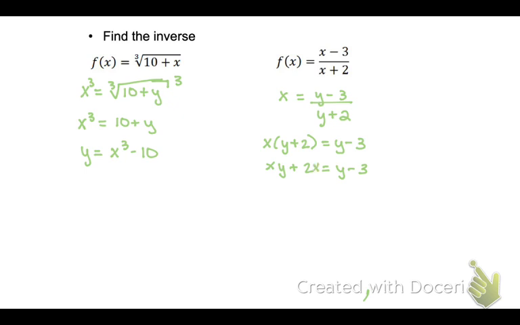So what am I solving for? Y. So what do I need to do to solve for something? Get them all on one side. Do you want to move the y's to the left or to the right? I would move them left. Okay, so I have xy minus y equals negative 2x minus 3. I had to move the 2x to the right.